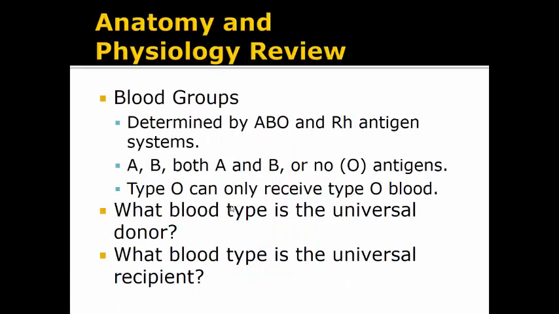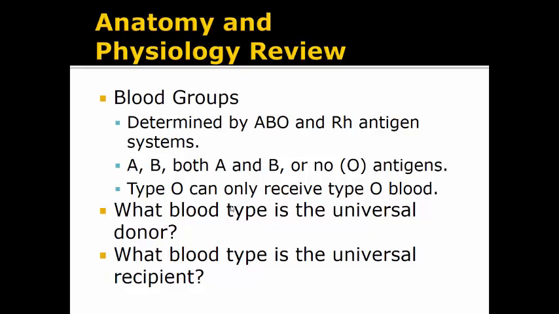Now, looking at your blood groups, you've got several different types of blood groups, and what these do is determine compatibility. All right, so it's determined by your blood groups, your A, B, AB, and then O. And you also have the Rh factor antigen. So type O has no antigens present, so it cannot get A or B or AB blood, because it sees those antigens and says attack, since it doesn't recognize them.